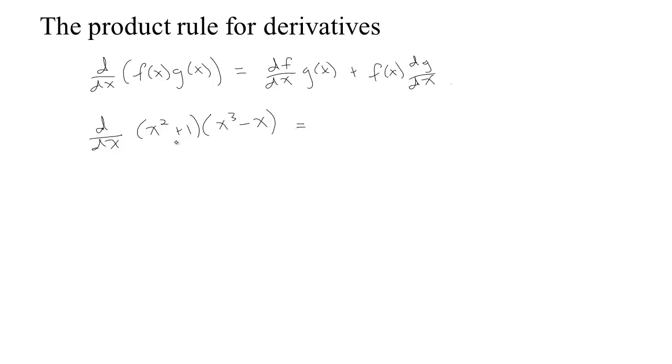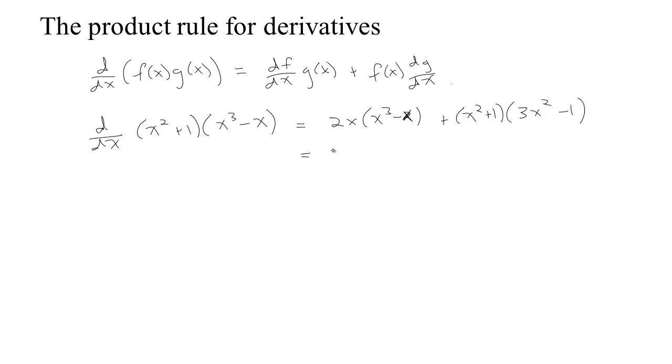According to this product rule, we would have the derivative of the first, so the derivative of x squared plus 1 is 2x plus 0, because the derivative of a constant is 0. So the derivative of the first times the second, which is x cubed minus x, plus the first, that's x squared plus 1, times the derivative of the second. The derivative of x cubed minus x is 3x squared minus 1. So we have that rule.